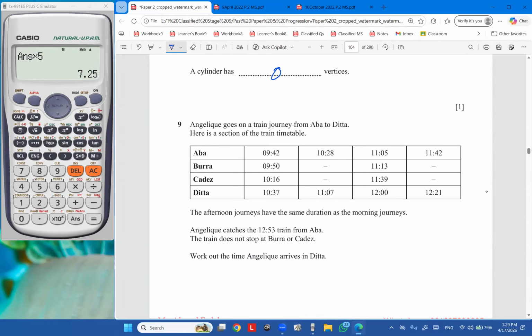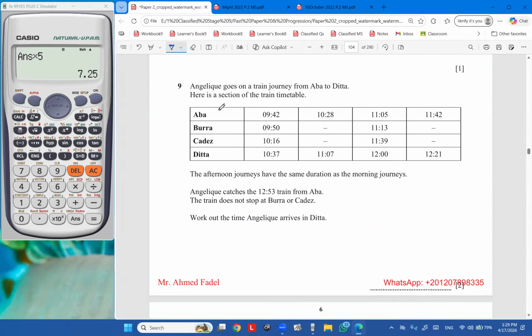Angelique goes on a train journey from Abba to Dida. Here is a section of the train timetable, and this is a section, not the complete timetable. The afternoon journeys have the same duration as the morning journeys. So here we are missing the afternoon journeys. They are missing actually. But they are telling you that they have exactly the same duration. They take the same duration as those trains that start in the morning.